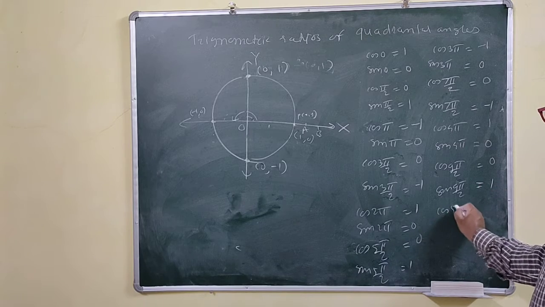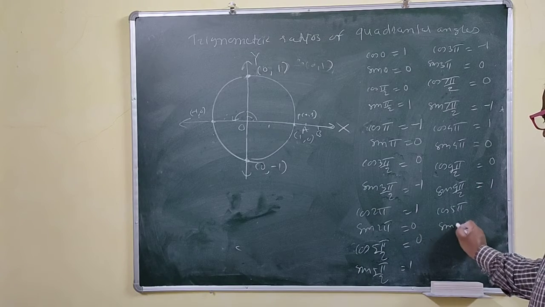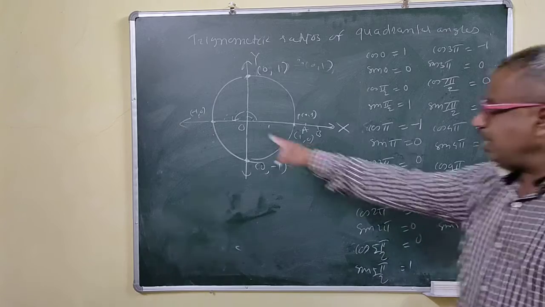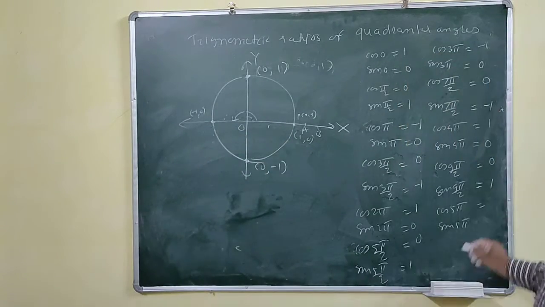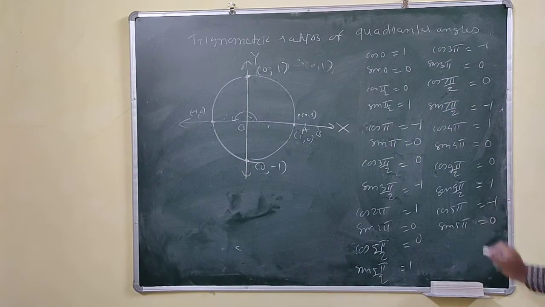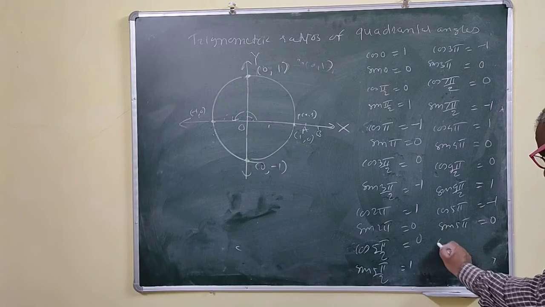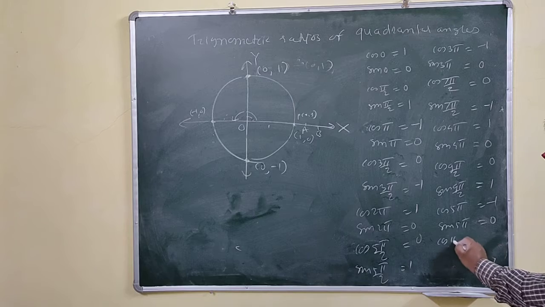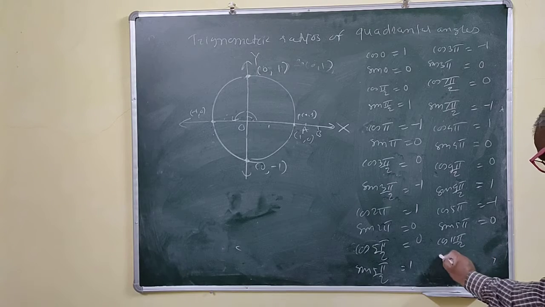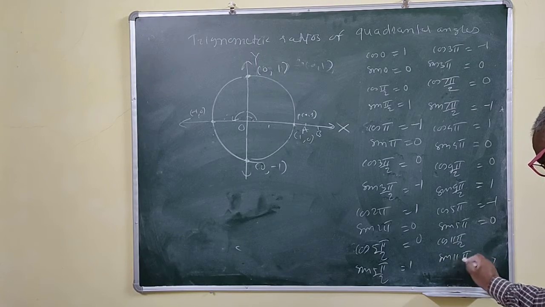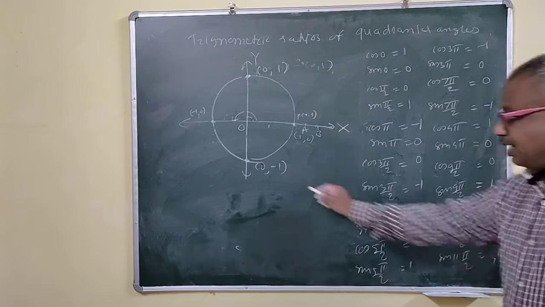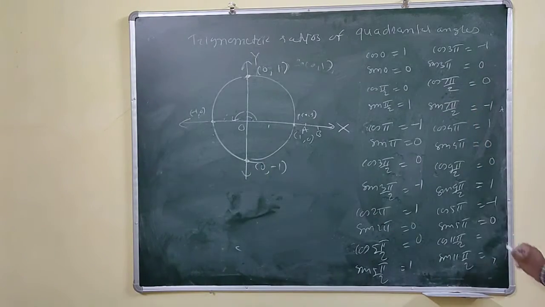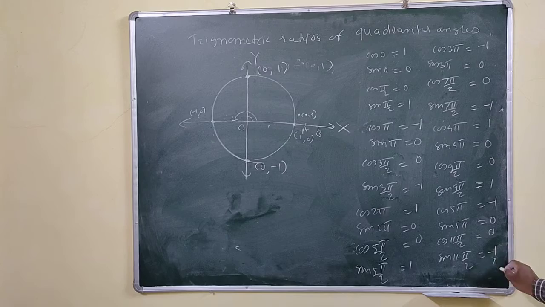So cos of 5 pi and sin of 5 pi. That means where are you? You are here. Your cos is minus 1. Your sin is 0. Again add pi by 2. So what do we get? Cos of 11 pi by 2 now, and sin of 11 pi by 2. You are here now. Your cos is 0. Your sin is minus 1.